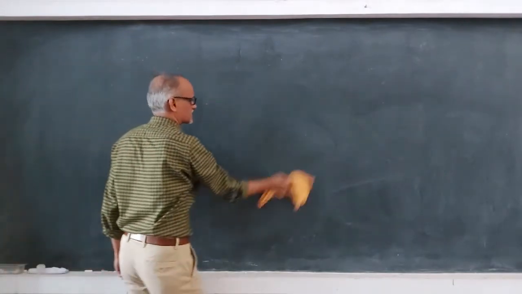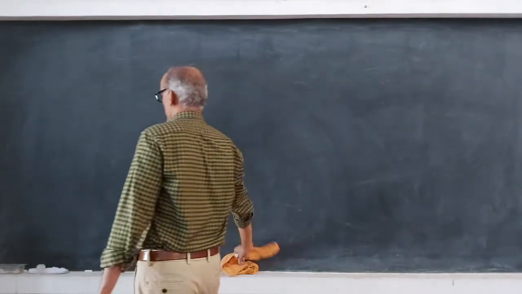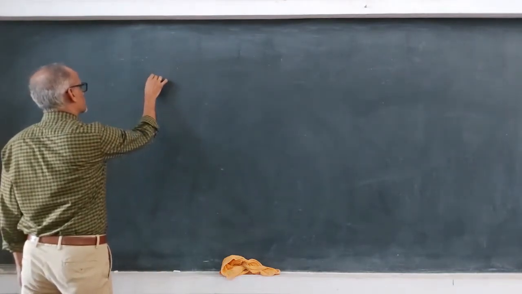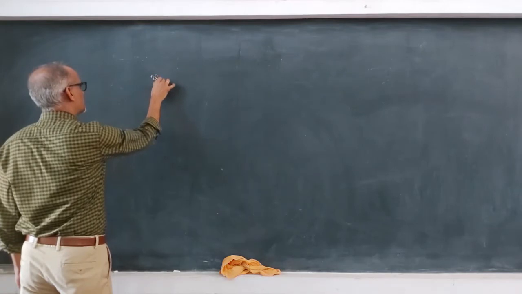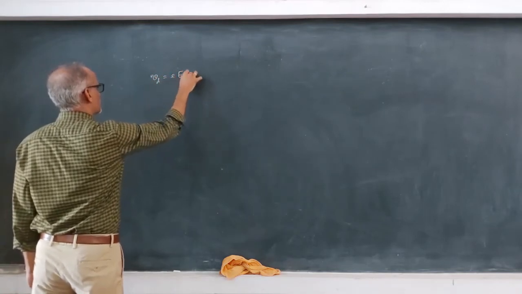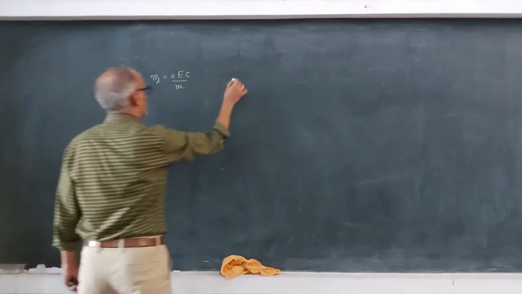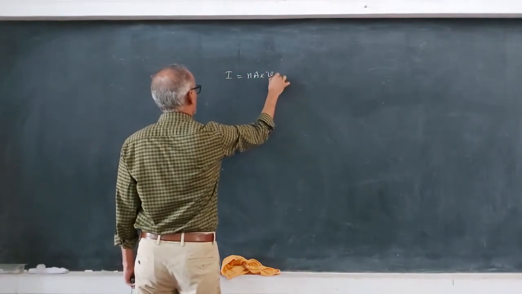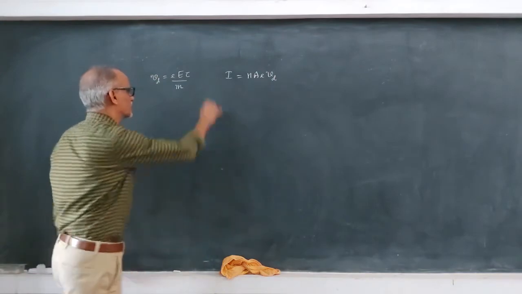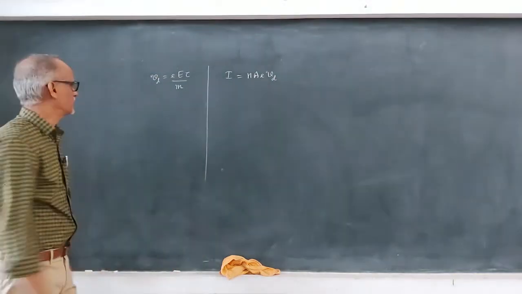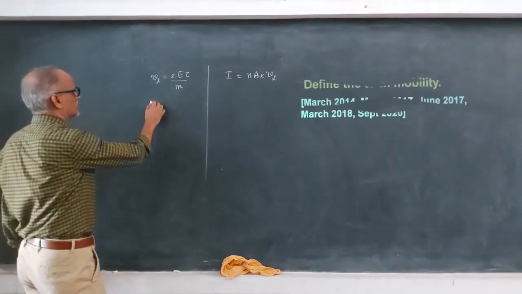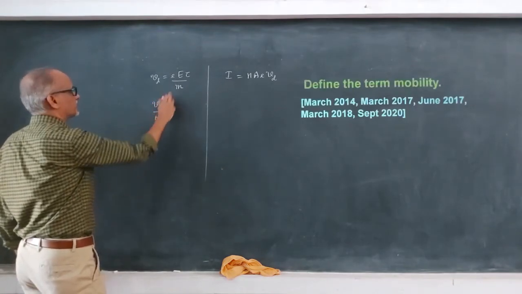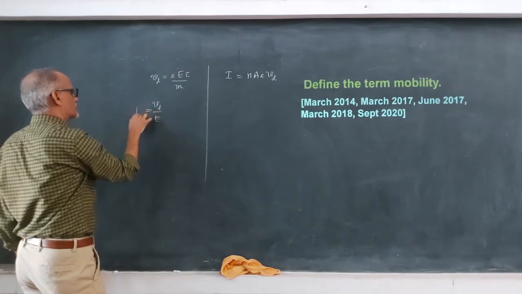And based on this, let us define two terms. First I am going to write the expressions: Vd is equal to e tau by m, and the other is I is equal to n a e Vd. So, these are the two equations. Based on this, I can define two terms. First one is mobility, which is Vd by E. The symbol used for that is mu.